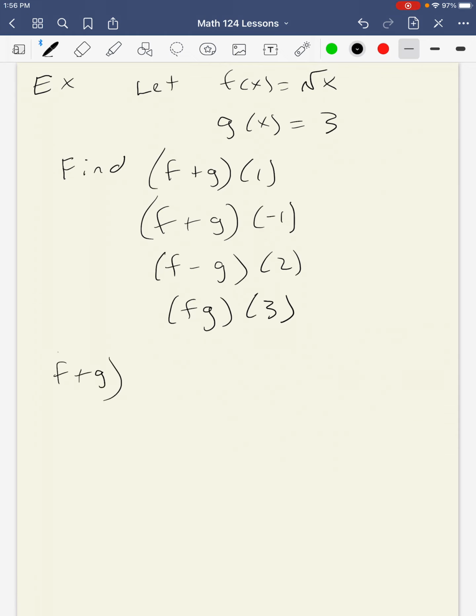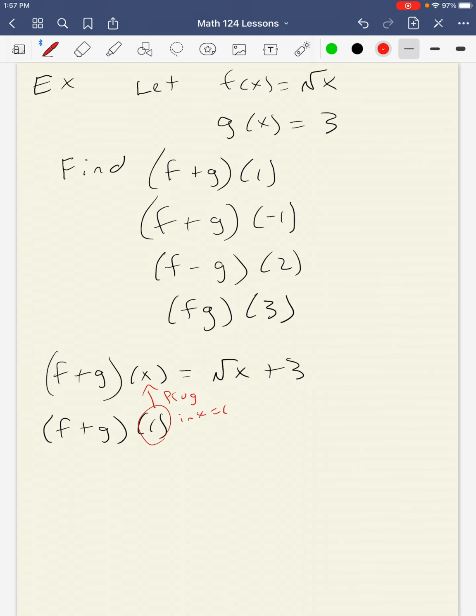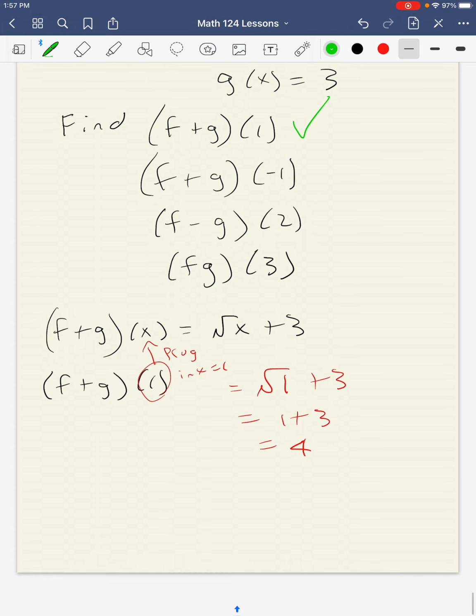So if we do f plus g of x, we know we just add the two functions together. Now when I wrote f plus g of 1, what this means is we just plug in a 1 for x. So we plug in x equals 1. Right, so we get square root of 1 plus 3, 1 plus 3, 4. Okay, so we did this one.